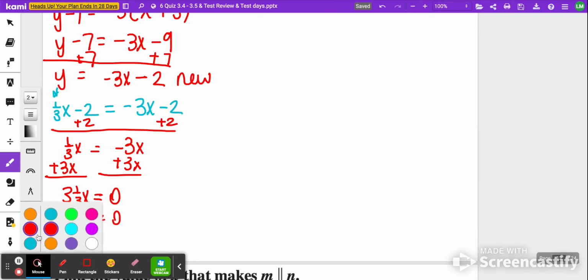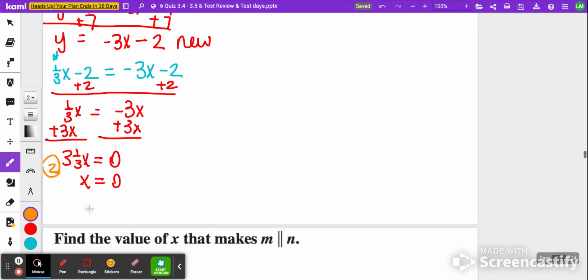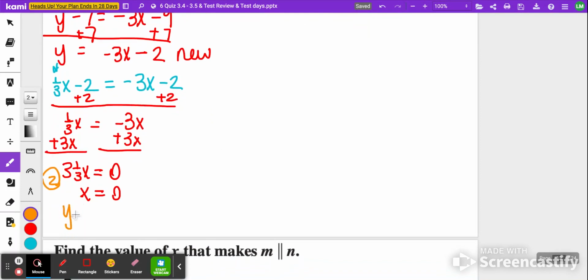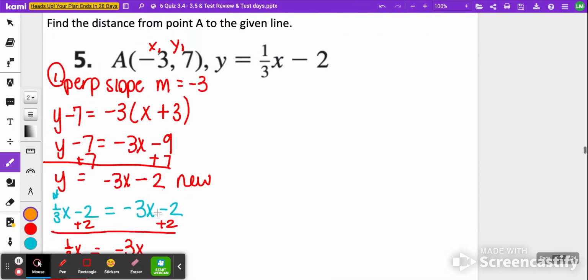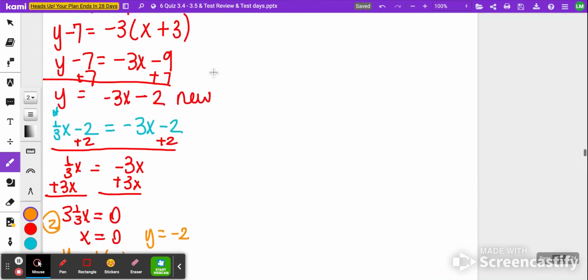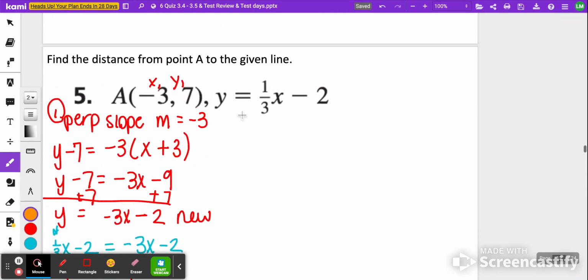Now that I know x is equal to 0, I'm going to use my step 2 and plug that x equals 0 back into my original equation to get my y. So y is equal to 1/3 times 0 minus 2. So y is equal to negative 2. So my new point is going to be 0, negative 2, and my old point is negative 3, 7.